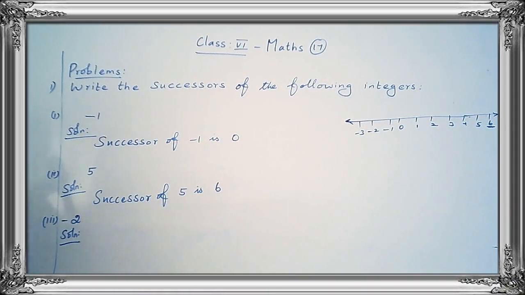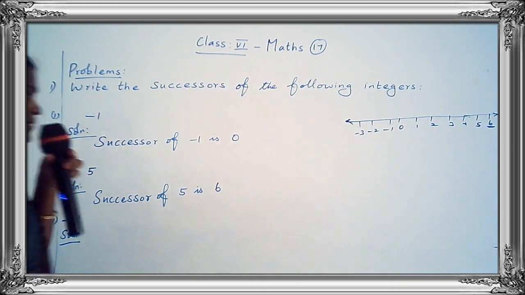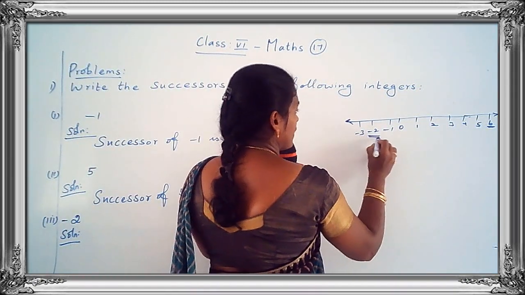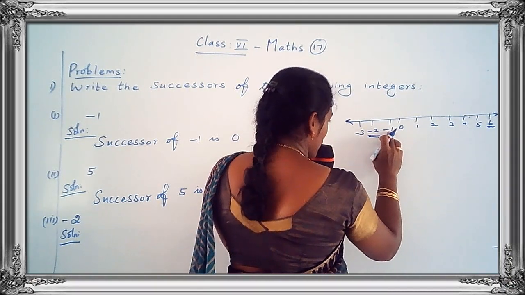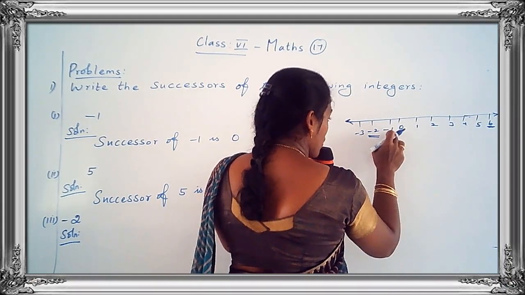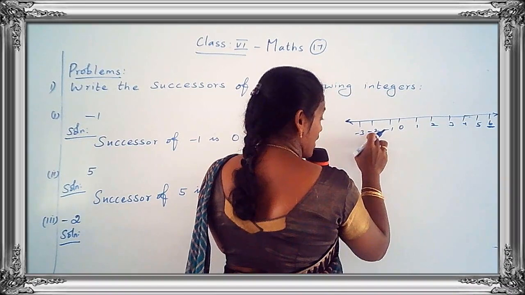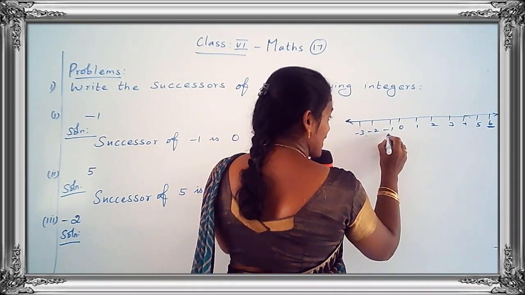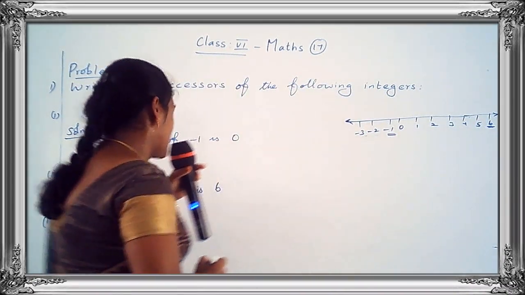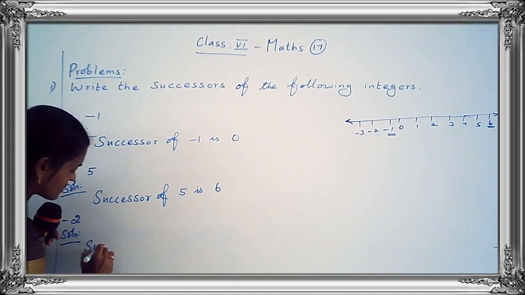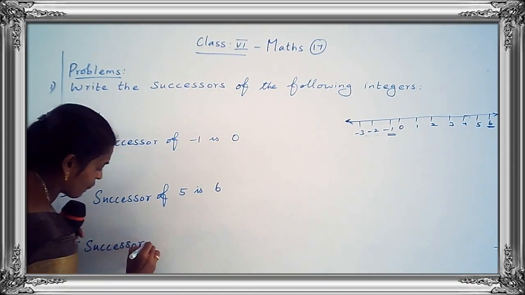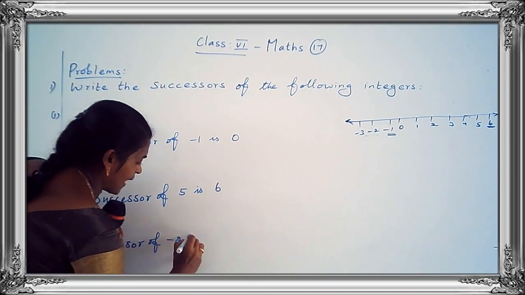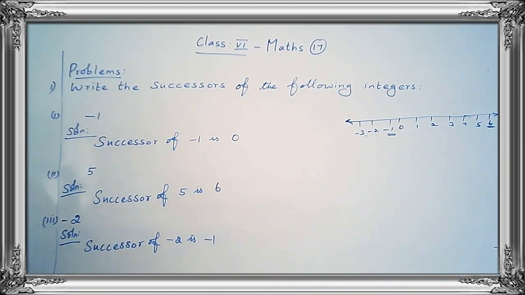Next question. Minus 2. Say now. Minus 2. Where is minus 2? Here. Here, right hand side. Minus 1 is there. Yes. So minus 1 lies on the right side of minus 2. So your answer is minus 1. So the successor of minus 2 is minus 1. Okay, children. Clear?